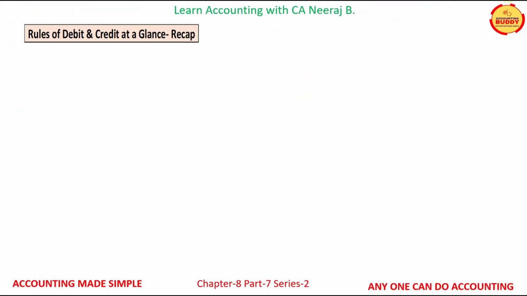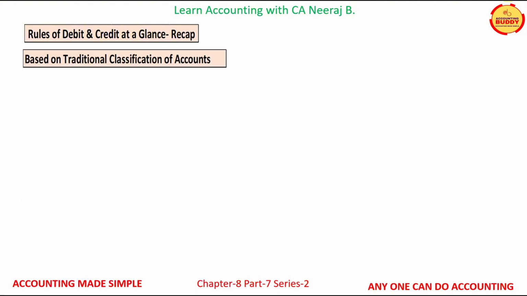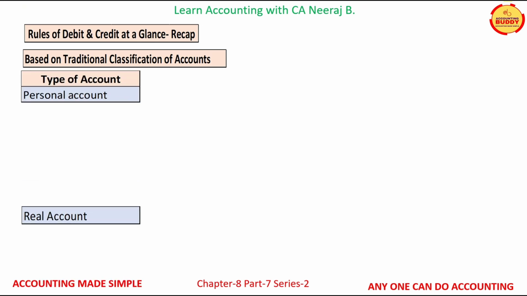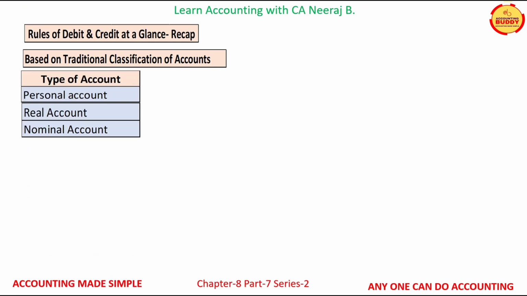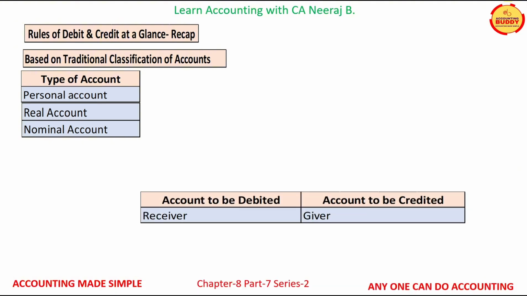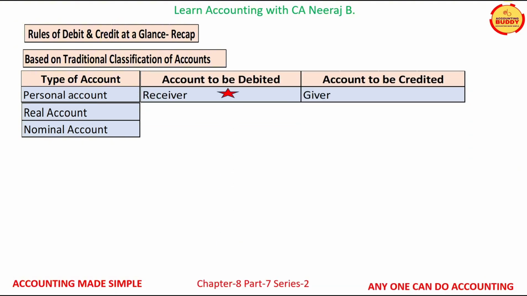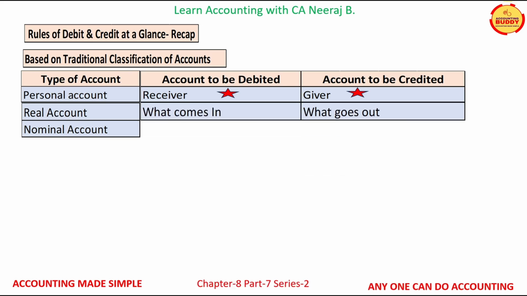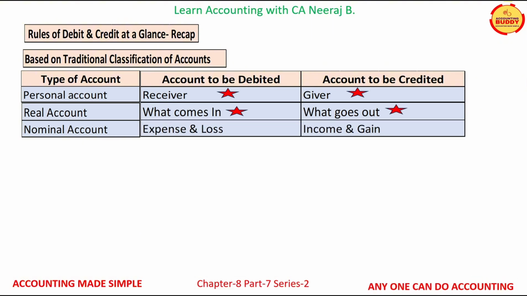Let us quickly have a recap of the rules of debit and credit. First, based on traditional classification of accounts, accounts are classified into personal accounts, real accounts, and nominal accounts. The rule of debit and credit for personal account is debit the receiver and credit the giver. The rule for real account is debit what comes in and credit what goes out. And the rule for nominal account is debit all expenses and losses and credit all incomes and gains.